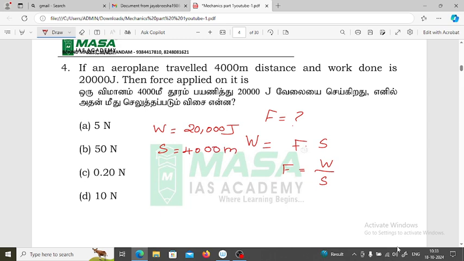Just substitute the values here. F is equal to 20,000 divided by, work done is 20,000 and the displacement is 4,000. All the 3 zeros cut, 4 fives are 20. So what is the answer now? We get the answer F is equal to 5 Newton. Option A is correct, 5 Newton. Next question.